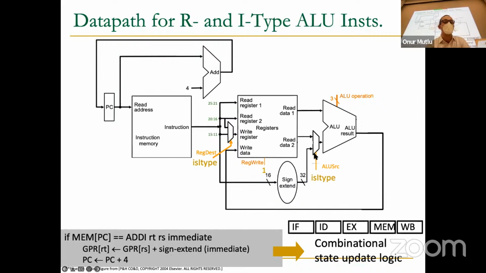If the instruction is I-type, you select the control signal for this MUX such that it selects the sign extended immediate, and the destination is selected by bits 20 through 16 over here. And the ALU operation is selected based on the funct field and the opcode. Okay, any questions? We're going to add more to this data path.